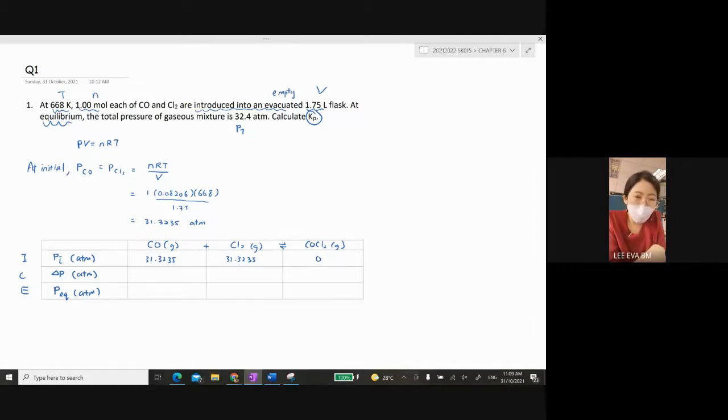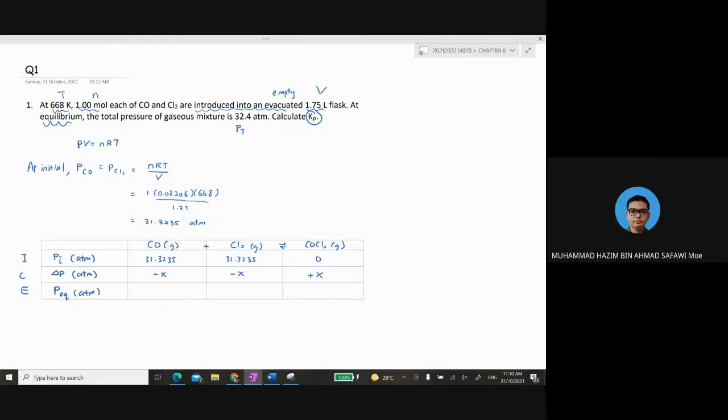Okay, so the change in pressure according to your balance equation, your stoichiometry ratio, CO will be minus 1x, Cl2 also minus 1x. Why negative? Because your reactant will decrease over time. The partial pressure will decrease over time. But for your product, when the reactions happen, your partial pressure will increase. So again, this is the stoichiometry ratio, so you will only plus 1x. Until this part, everyone can follow?